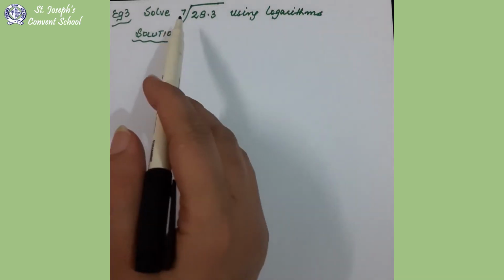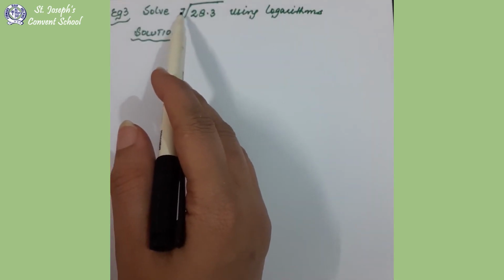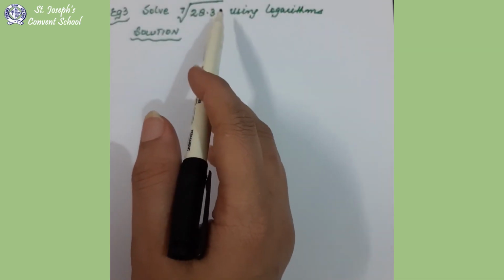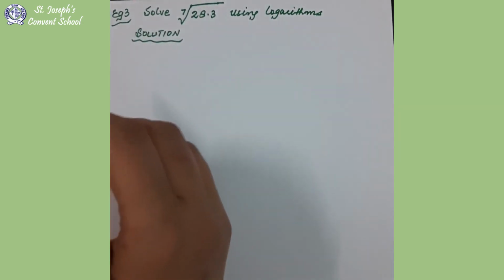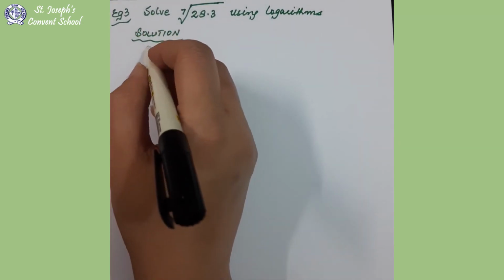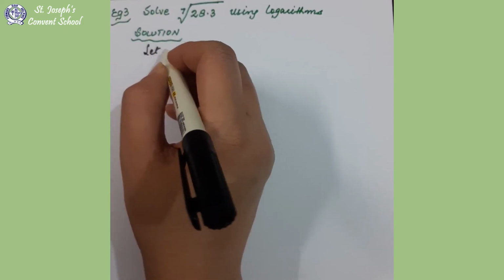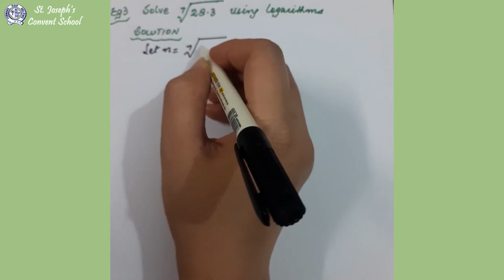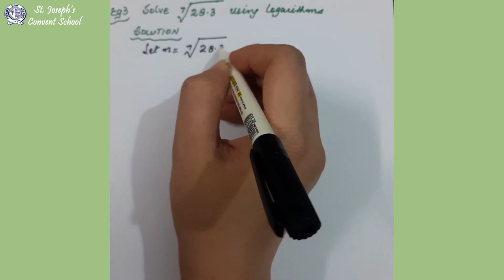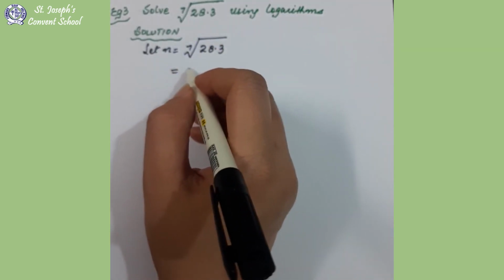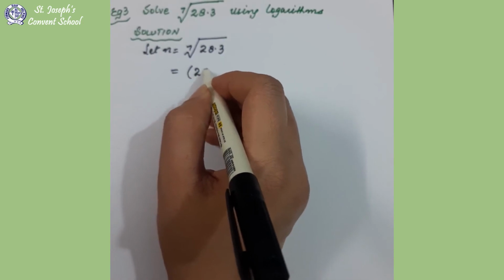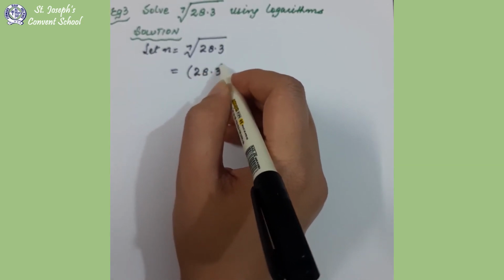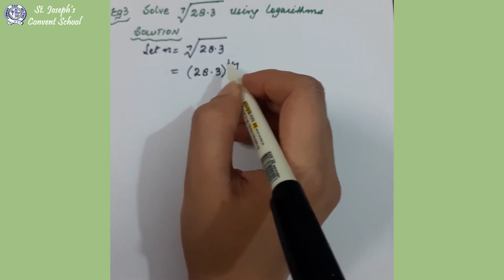If index is not given, you will write 1 upon 2 in the power. But here you can see index is given, so when you remove the root sign, you will write the whole power 1 upon 7. So the index will come. Okay, same way you are going to solve. You will suppose that n equals this question. Okay, same steps, 28.3, and then you will convert this, remove the root sign, so 28.3 power 1 upon 7.